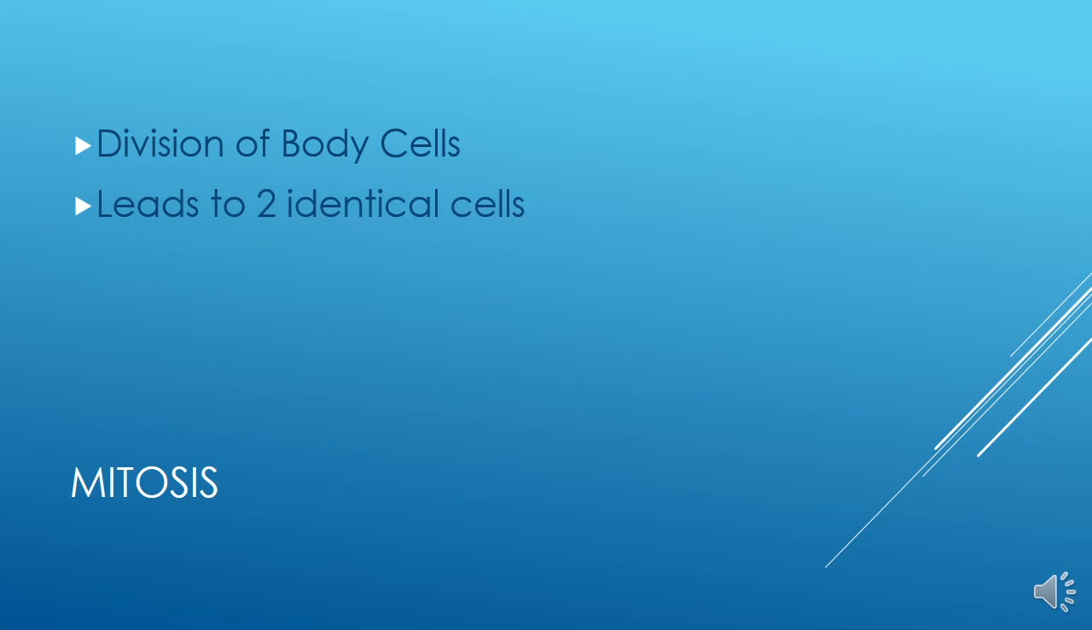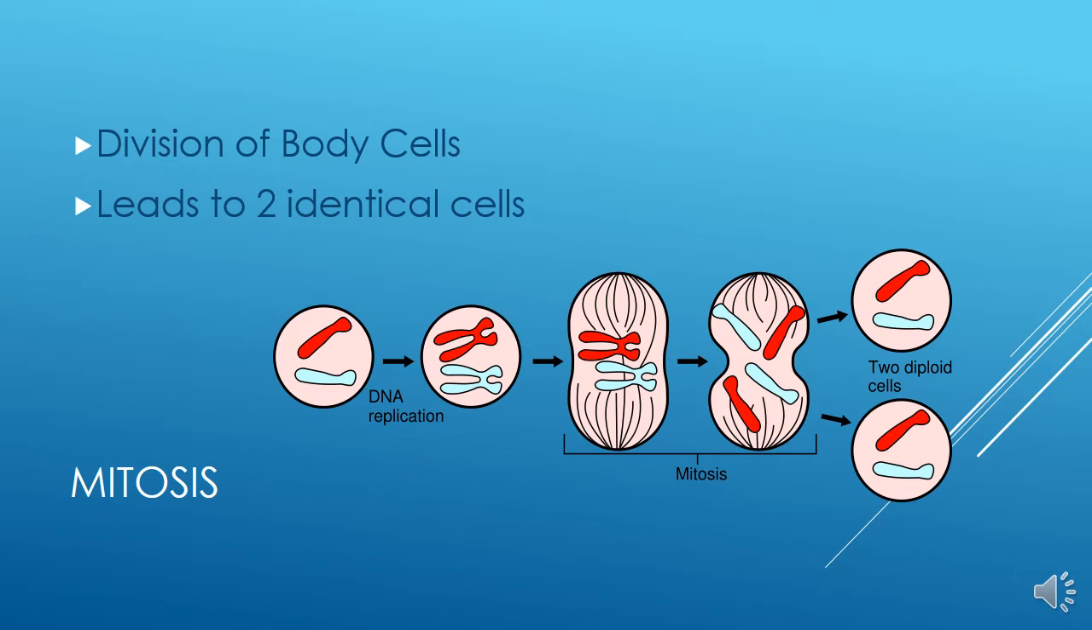So we're talking about mitosis, which is simply the division of body cells, or more specifically, we tend to refer to these cells as somatic cells. Somatic cells being anything that are not sex cells. And so this will lead to two identical cells. So mitosis is going to look like this. You can see we have our DNA, we make copies of our DNA, then we line our DNA, split it up, and we end up with two identical cells.